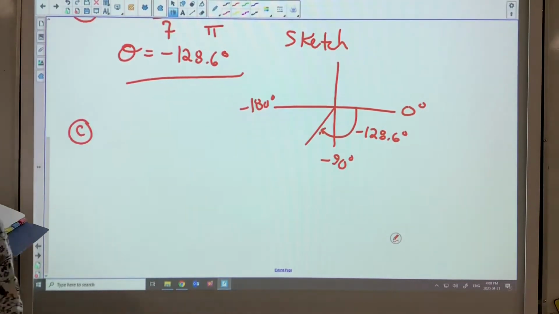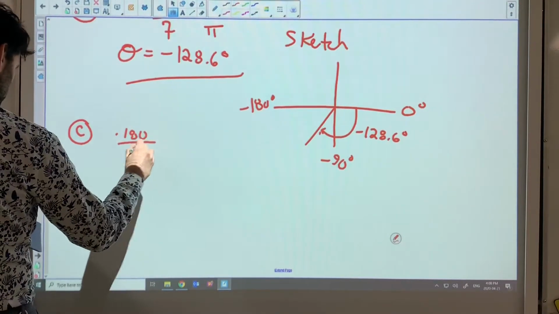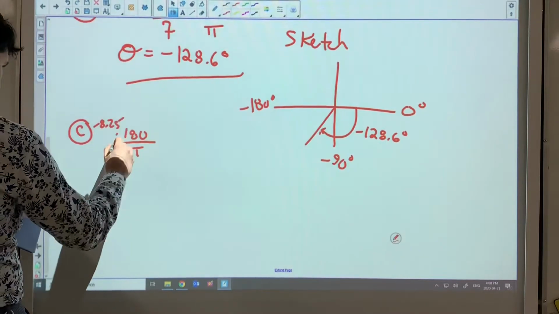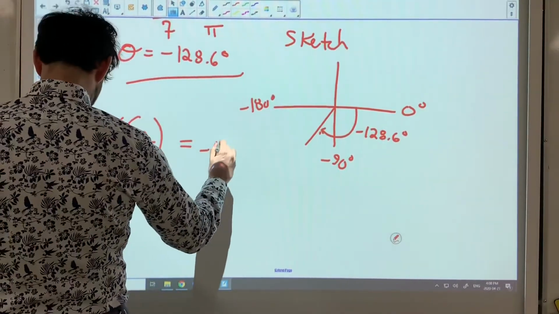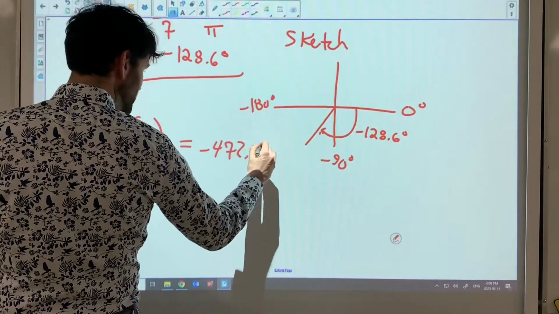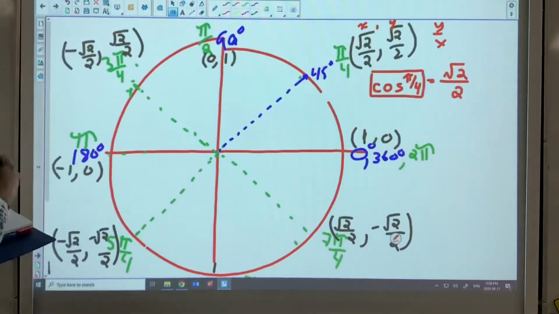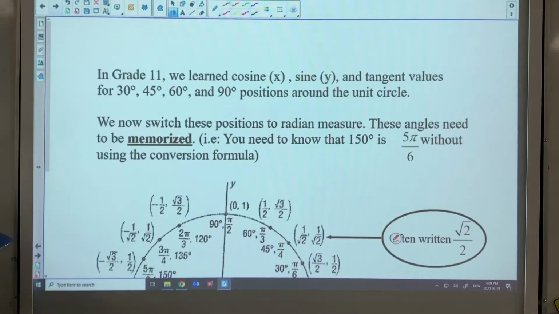Part C, I'm just going to give you an answer. You're going to be multiplying by 180 over pi, and the value they gave us was negative 2.85, so multiply, you're going to get negative 472.7 degrees. Done! Alright. Ooh, that's ugly. I'll make sure that's not included in the notes. Same thing with that. Here, this is what I was trying to get to.